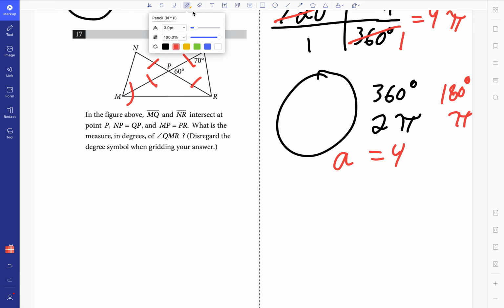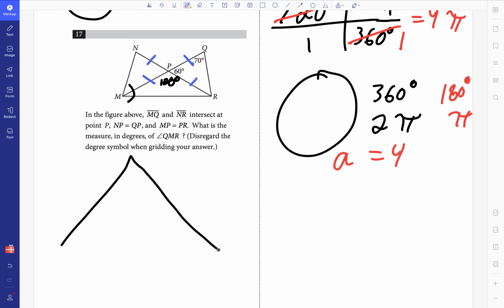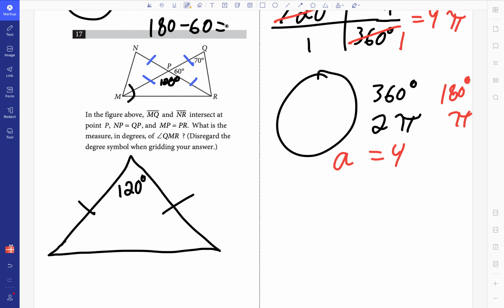So we know that the sum of degrees of a straight line is 180. So if this is 60 degrees, this has to be 120 degrees. And now that I know that's 120, I want to draw this isosceles triangle because these two sides are the same. An isosceles triangle is when two sides are the same. And I know that this angle measurement is 120 because 180 minus 60 equals 120, since in a straight line, the sum of these two angles has to equal 180.